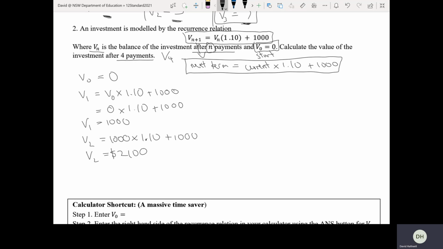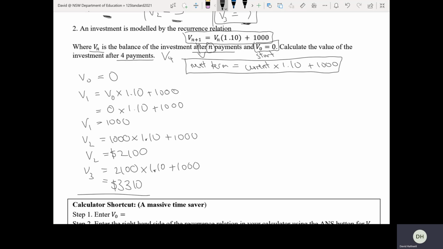Okay, so now I want to work out the next term. Well, what's the next term going to be? If that's V2, the next term is going to be V3. And remember the rule. It's the current, which is 2,100 times by 1.10 plus 1,000. Okay, put that into your calculator. You get 3,310.